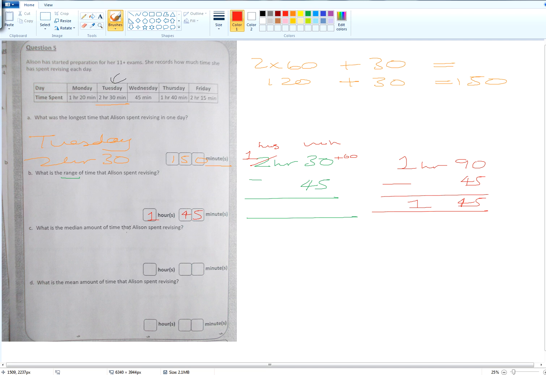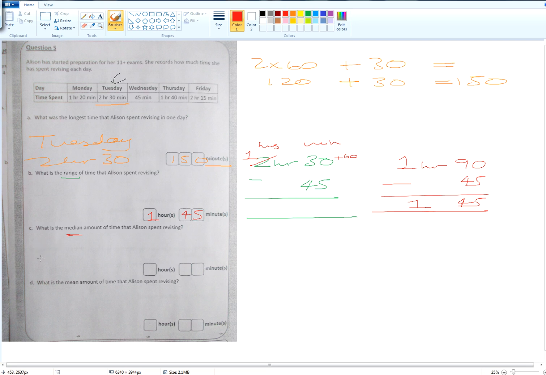Okay, question C is median. Mr. Bilal, explain to us what median means. It means you put all the values from the smallest to highest and then the middle. Excellent. Well done. Good definition.